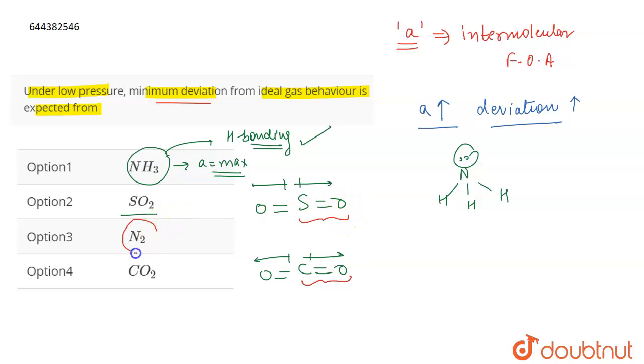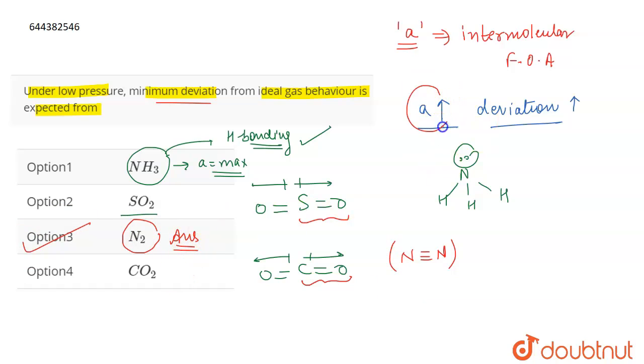But if we talk about the N2 molecule, then in the N2 molecule, as the same atoms are attached here, there will be more repulsions here, right? There will be more repulsions here, and also the molecule is smaller in size and is going to have less van der Waals forces of attraction, and therefore is going to show minimum deviation from the ideal behavior. So the correct answer for this question is going to be option 3.